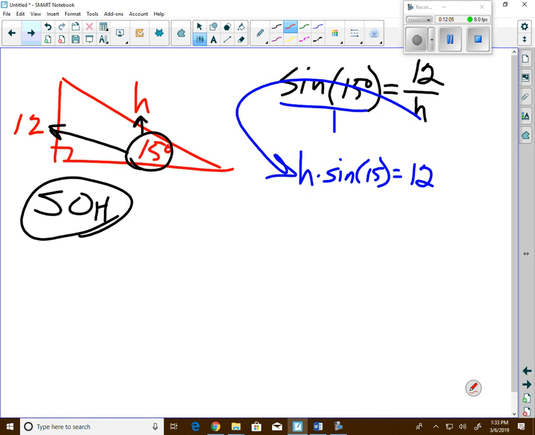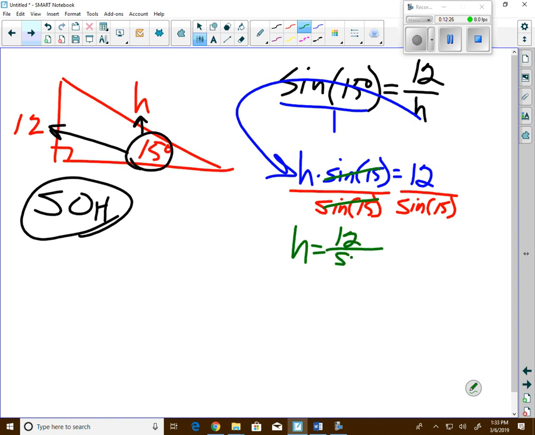Next step is divide by the sine of 15 on each side. Sine 15 cancels. H is 12 divided by the sine of 15, which is approximately 46.4.